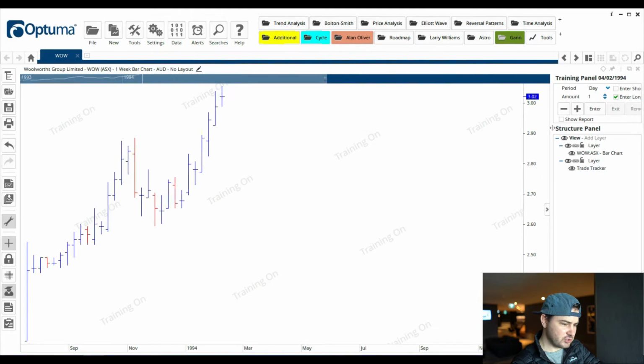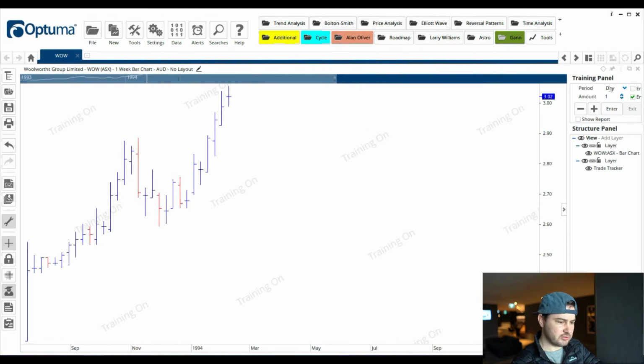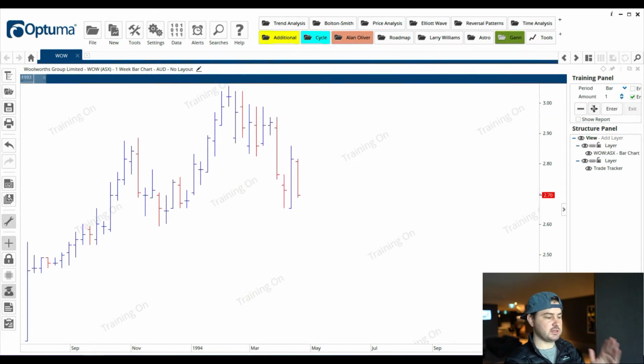Now on my training mode over here, on my training panel, I'm going to switch it to bar, because if I have it on day and I click forward, it's just going to give me new daily bars, and it's going to take me too long. So I'm going to switch it to actually bar. So each new bar that comes on is a week at a time.